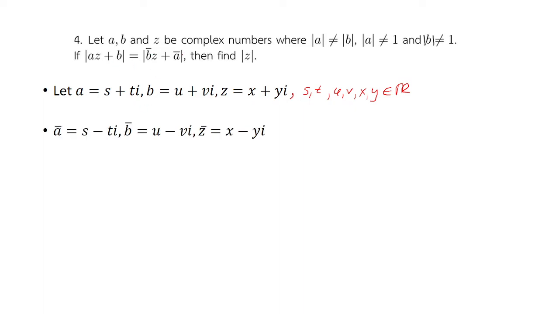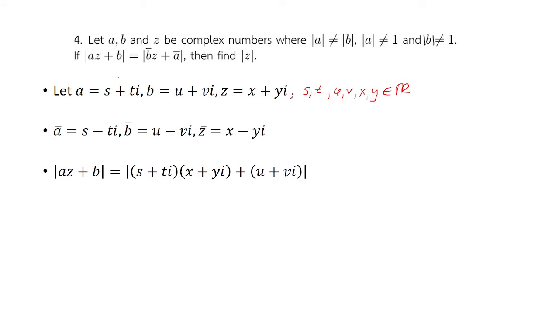We want the conjugate of a and b and z. So let's do conjugate of a is s minus ti, conjugate of b is u minus vi, conjugate of z is x minus yi. And actually we don't need conjugate of z, but I just added it in there.